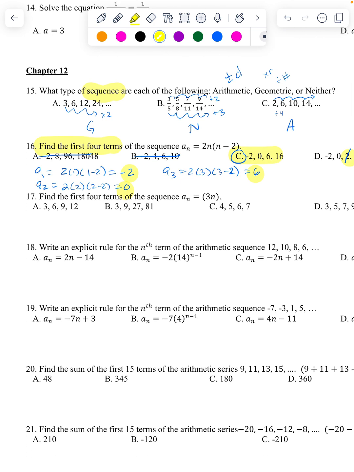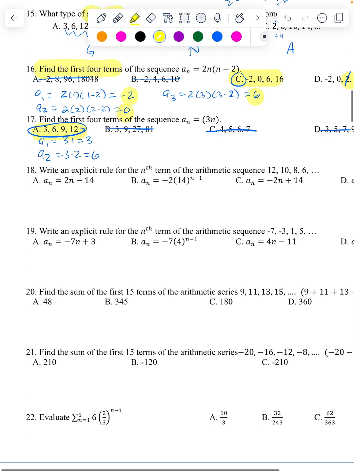Doing the same thing here. First 4 terms, I got to plug in 1 to get the first term. So I need something that starts with 3, so C is out. Second term is going to be 3 times 2, which is 6. So this is out, this is out. A must be my answer. Use the fact that this is a multiple choice test to your advantage.